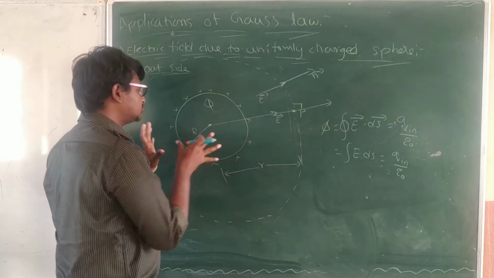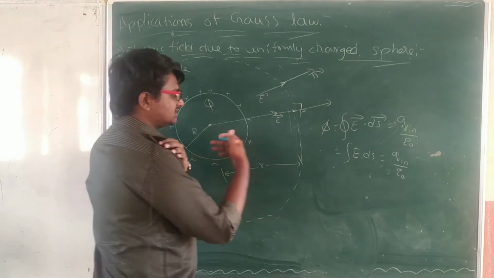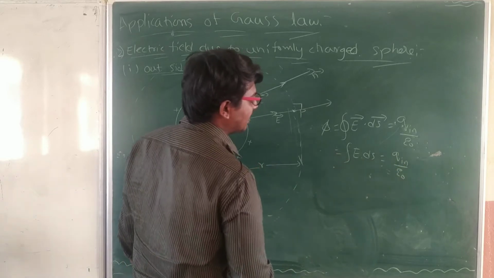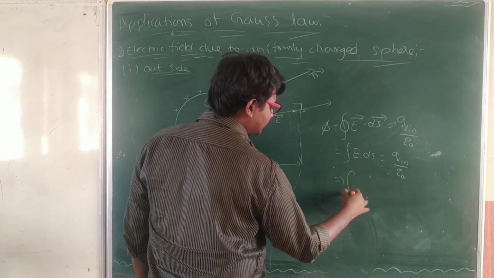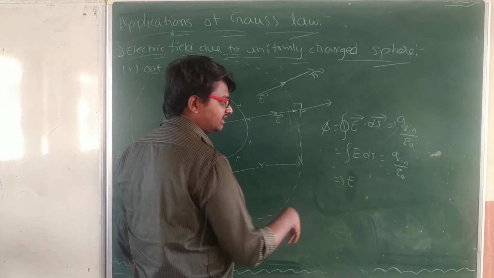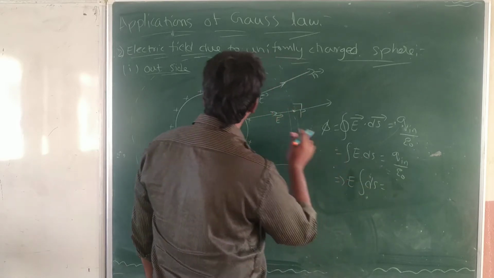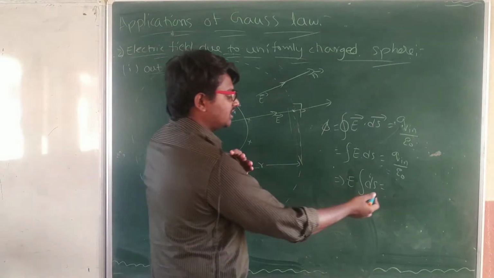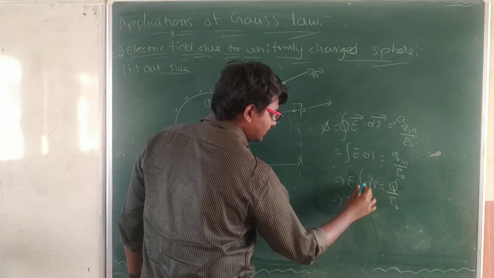We already know this one has the charge plus Q inside. It means total charge Q is there on the spherical iron ball, or sphere. So in place of Q in, we keep capital Q by epsilon naught. This E is a constant value, that's why we can bring it out of the integration symbol, and integral ds remains, which equals Q in, which is the capital Q on the sphere, by epsilon naught. That is E into integral ds.